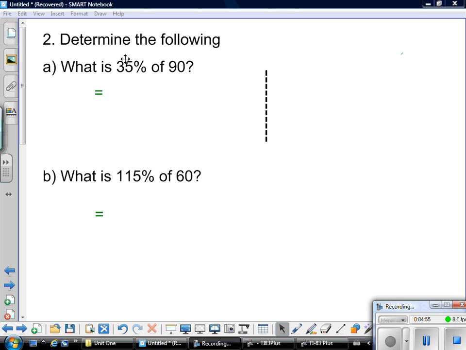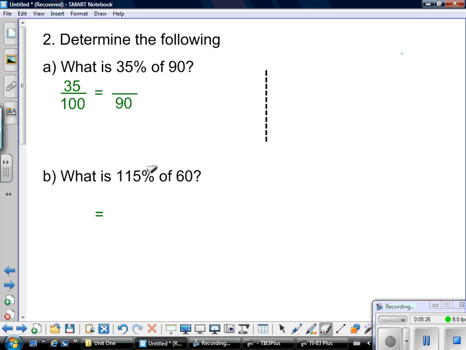percent. And remember, percent is always out of 100. So the first thing that I would do is take my 35 over 100. So what is 35% of 90? In other words, I don't know what 35% is. The 35 is on the top, so that means my question mark has to be on the top as well. So I need to find what number would be 35% of 90.